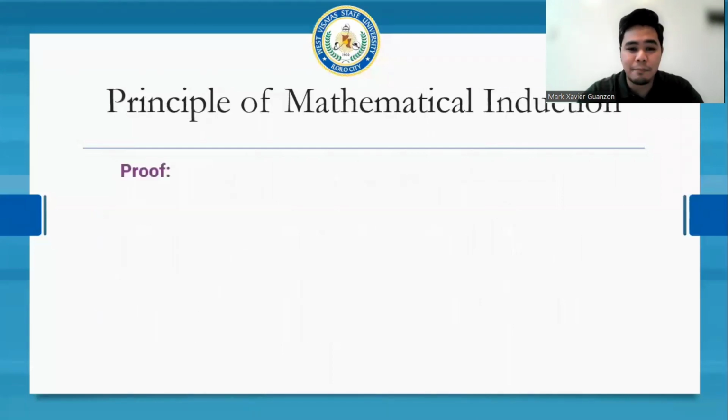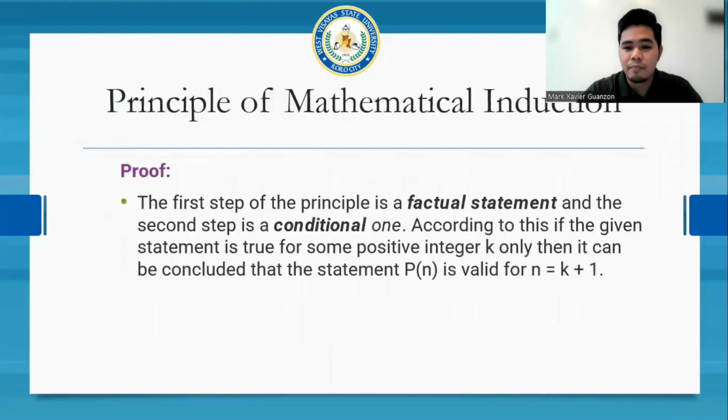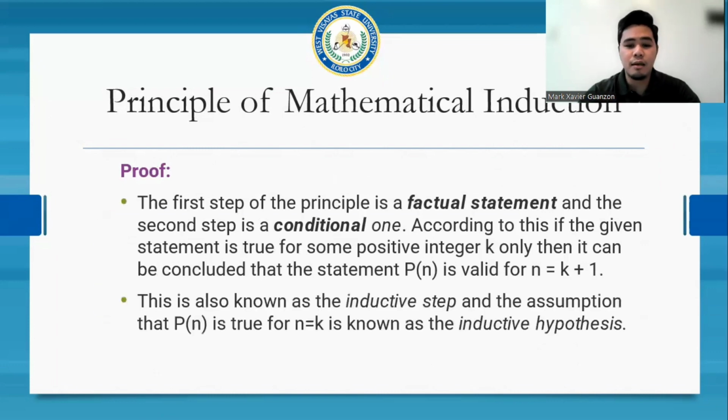Now let's have an example. In proving using mathematical induction, the first step of the principle is a factual statement, and the second step is called a conditional statement or an implication. According to this, if the given statement is true for some positive integer k, only then it can be concluded that the statement P of n is valid for n is equal to k plus 1. This is also known as the inductive step.